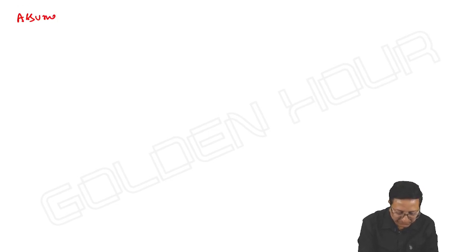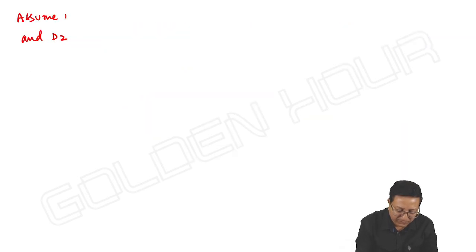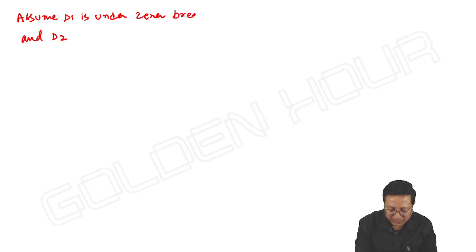Assume the Zener diode D1 is under breakdown and D2 is forward biased.